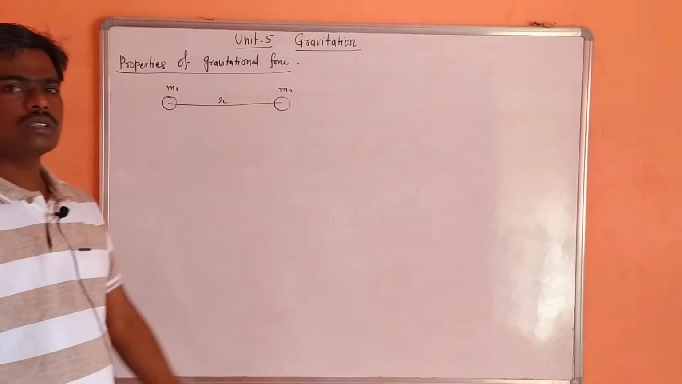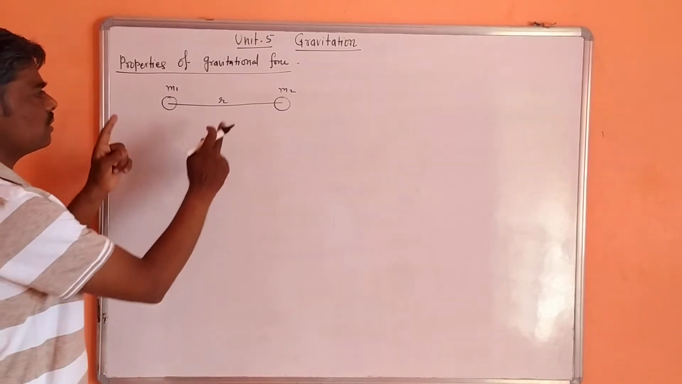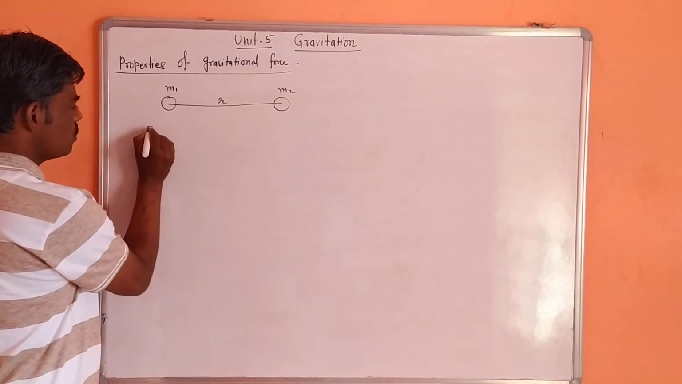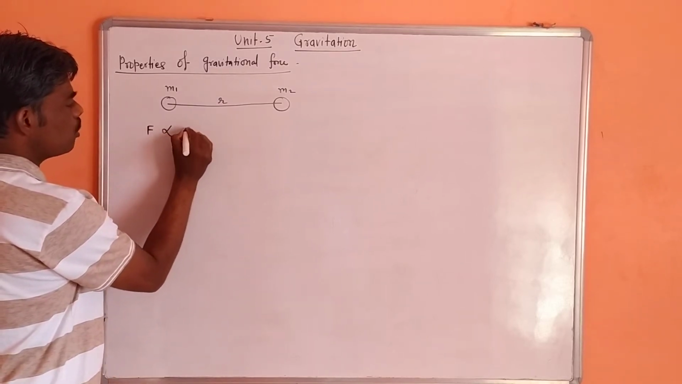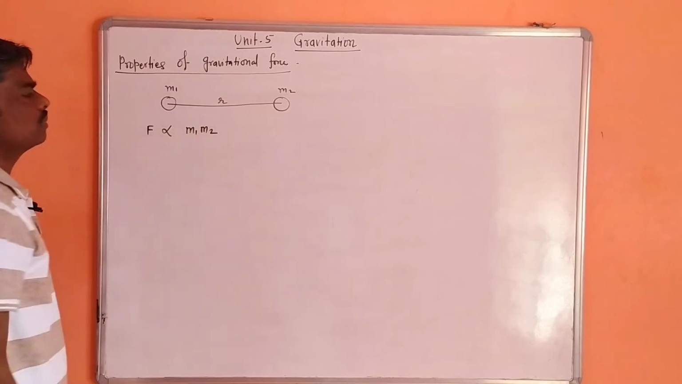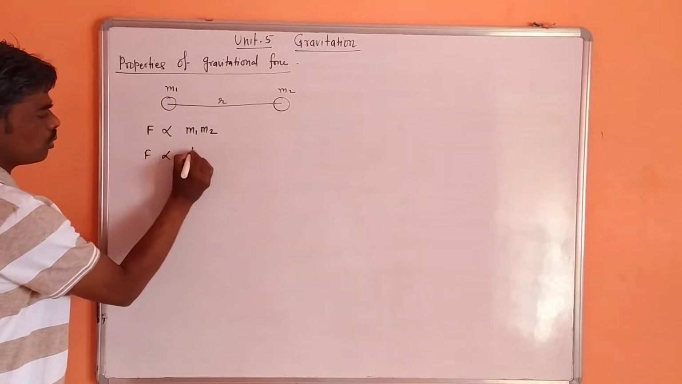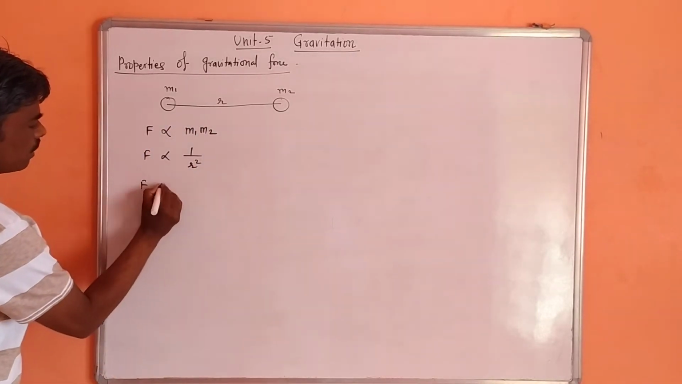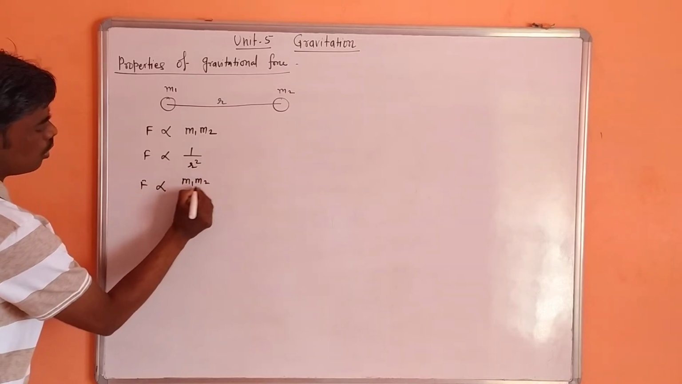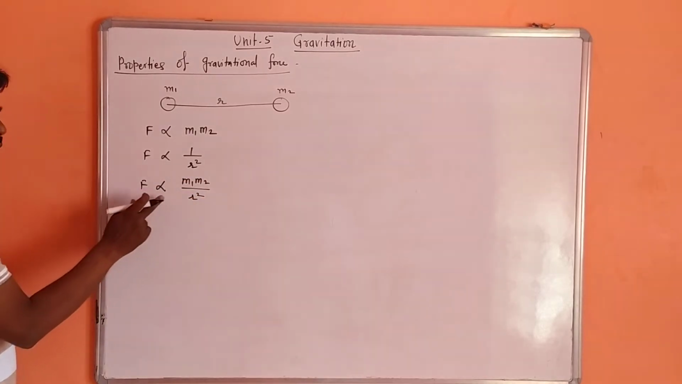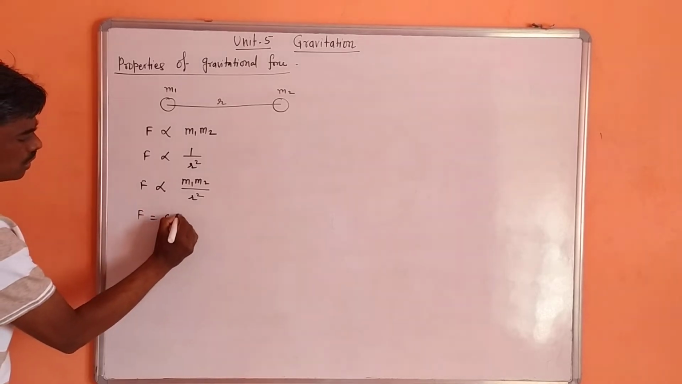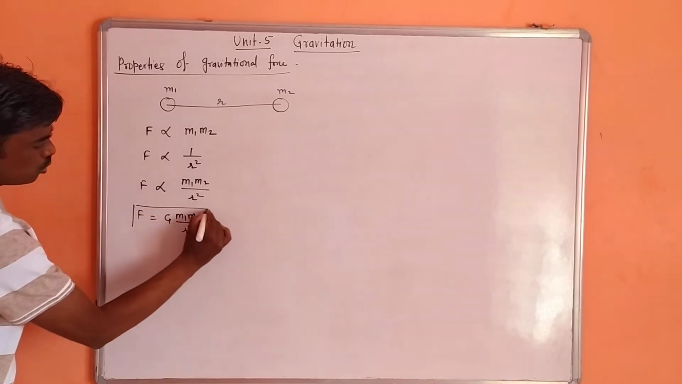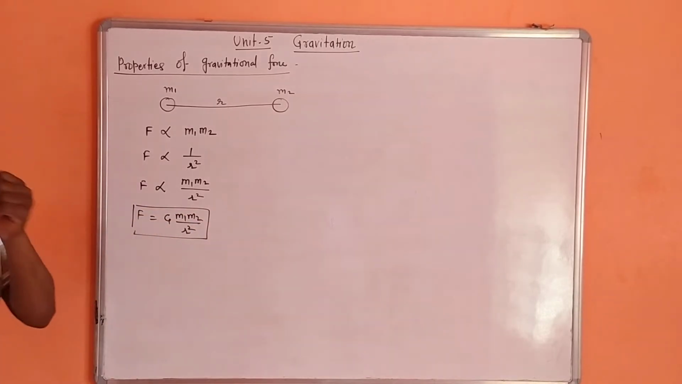So, according to Newton's law of gravitation, there exists a force of attraction between any two material bodies, and the magnitude of that force is directly proportional to the product of masses and inversely proportional to the square of the distance between the two bodies. Combining both, we get F directly proportional to m1 m2 upon r square. Removing the proportionality sign, we get F is equal to G m1 m2 upon r square, where this capital G is called the universal gravitational constant.